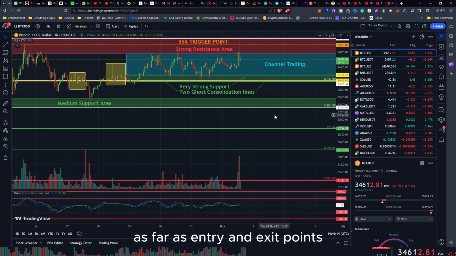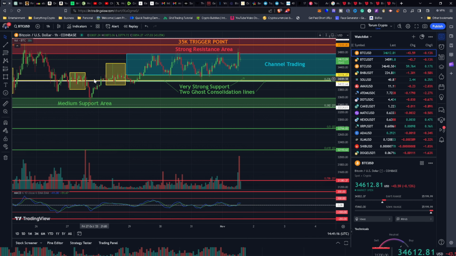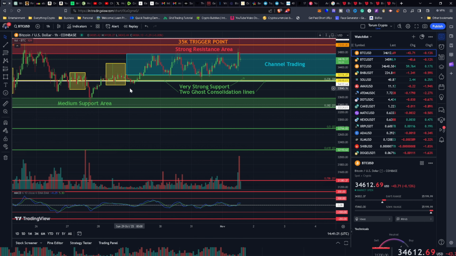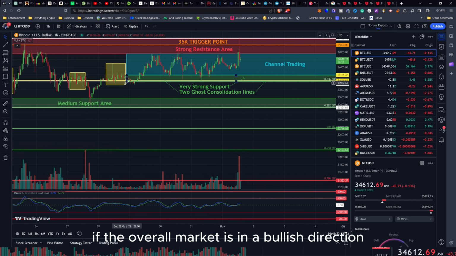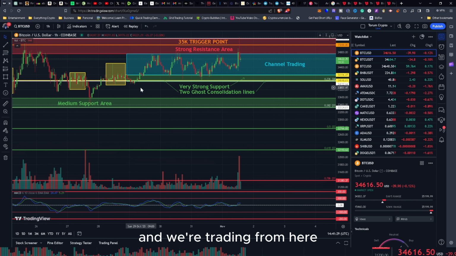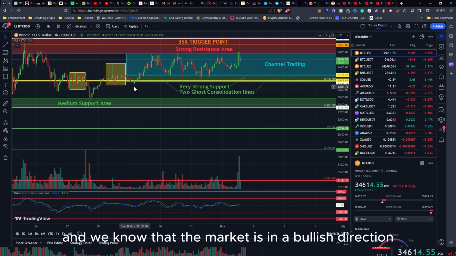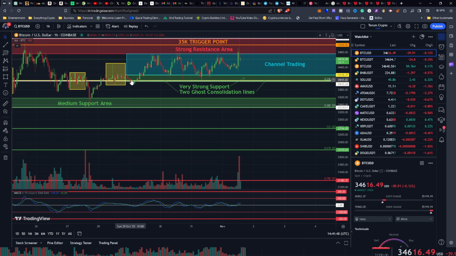As far as entry and exit points, this is where the consolidation line comes in again. If the overall market is in a bullish direction and we're trading from here, we just came out of the consolidation and it breaks under the line, and we know that the market is in a bullish direction, this break right here would be an entry point.